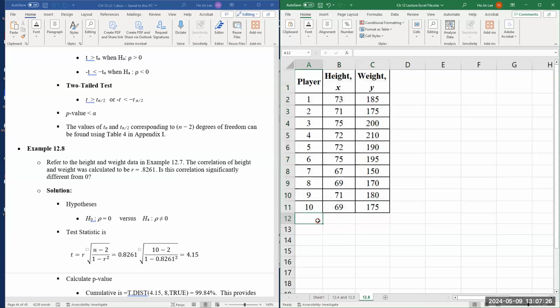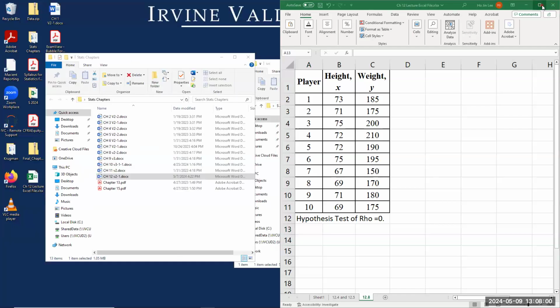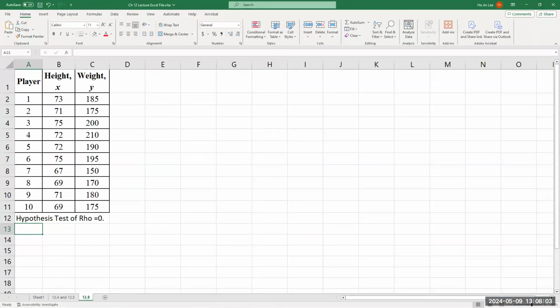So what we are trying to do is a hypothesis test of rho equal to 0, given that R, the estimated value, is 0.8261. So I'm going to move the Word file out of the way so I can expand the Excel file.